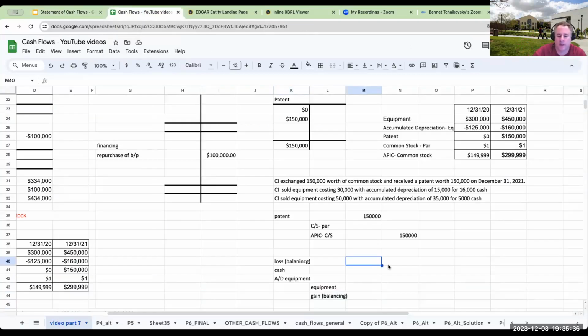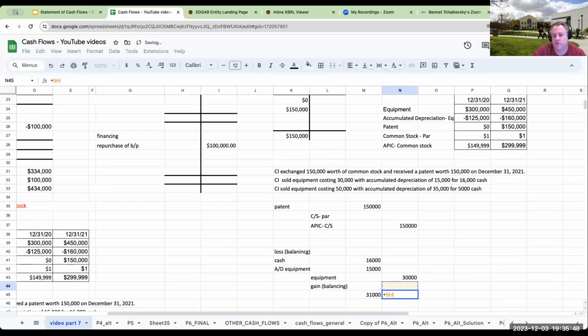So right over here, I sold equipment costing 30,000 with accumulated depreciation of 15 for 16,000 cash. Over here, I have debits of 31. I have credits of 30. To make this balance, I need a credit for $1,000. So another way of looking at this, it was on my books for 15,000. That's my net book value.